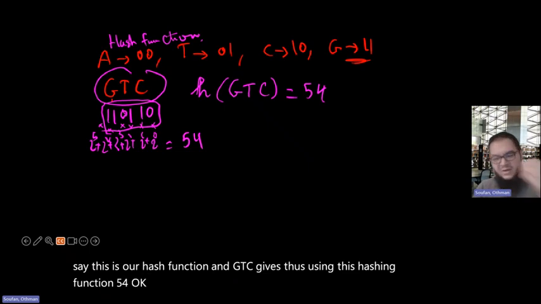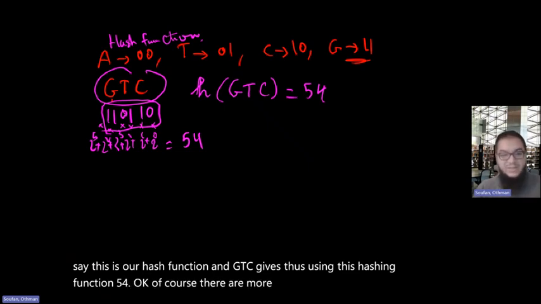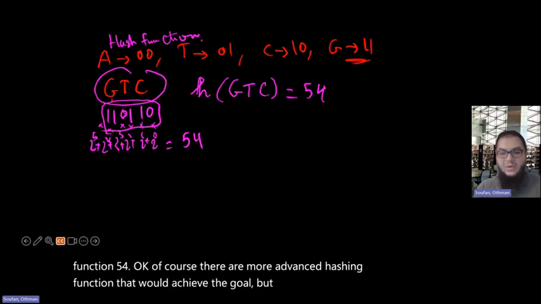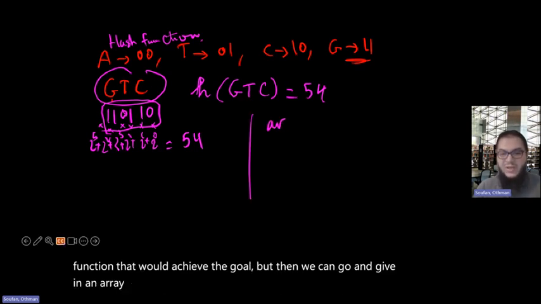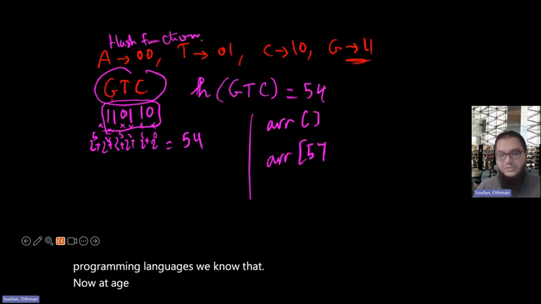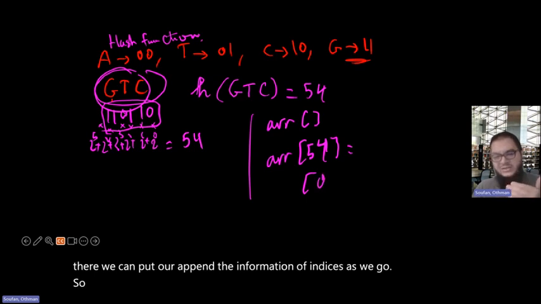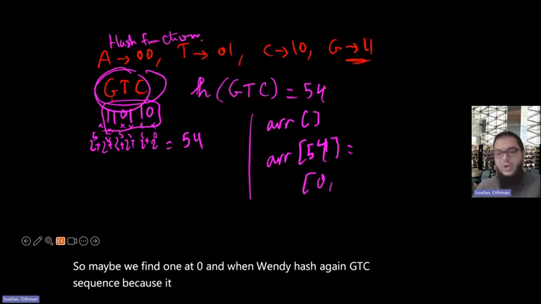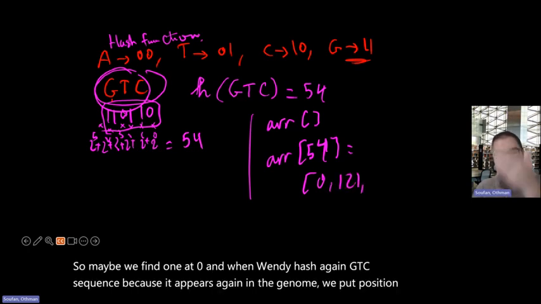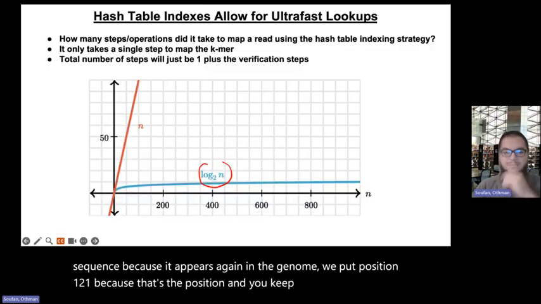Of course there are more advanced hashing functions that would achieve the goal, but given an array data structure in Python, for example, or some programming languages, we know that array position 54 is where we have GTC information. There we can append the information of indices as we go. So maybe we find it at 0, and when we hash the GTC sequence again, because it appears again in the genome, we put position 121, and you keep going.